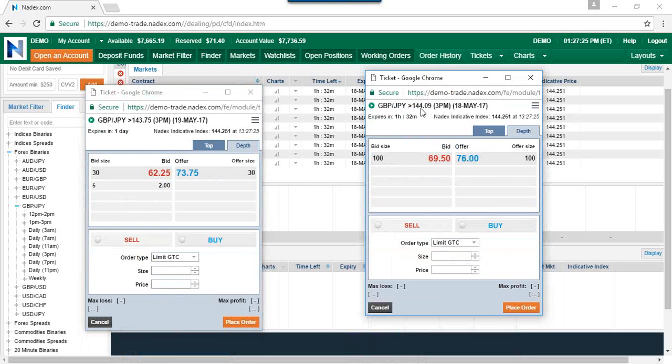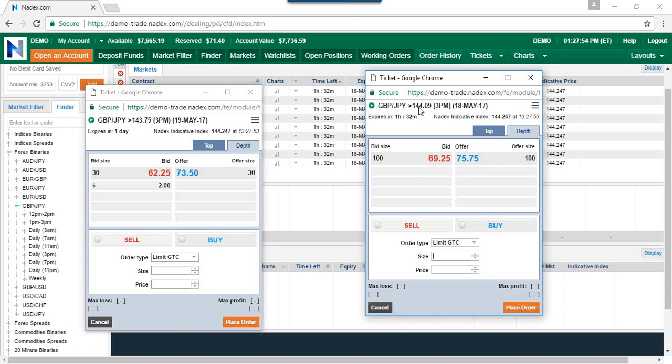So there's a pretty high probability that this will expire profitable and be worth $100. So it's not valued at 50 because it's not right at the market. The market's already in the money 15 pips, so it's a pretty high probability, so it's priced a little higher. It's not priced at 50, it's priced around 76. And then if it expires in the money, it'll be worth 100.